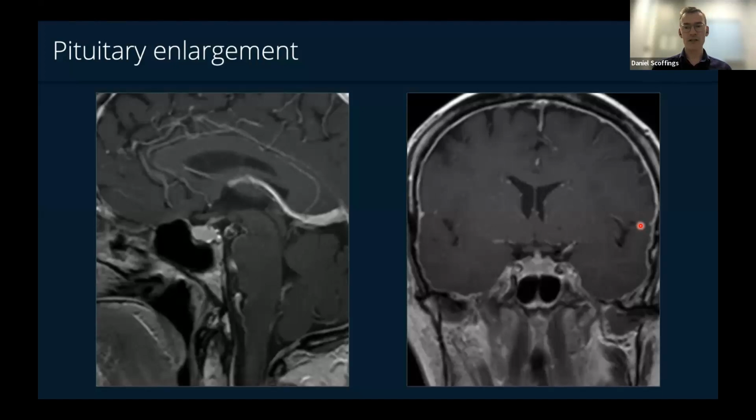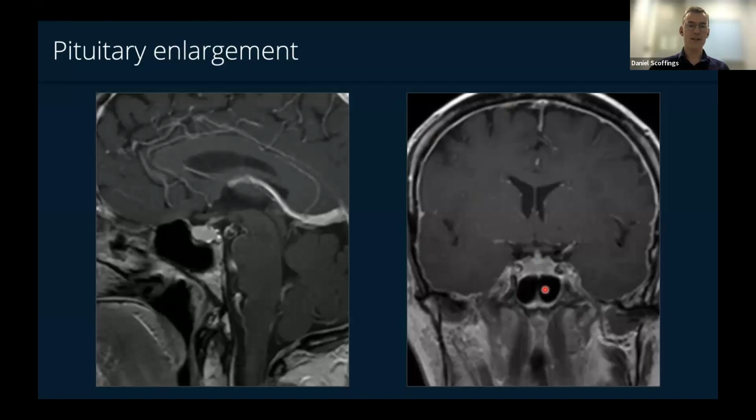This is a finding that's easier to recognize in men and older patients because they tend to have a smaller pituitary. In young women of childbearing age, in whom the pituitary is normally relatively prominent, it can be quite difficult to spot this. But again, the key to not mistaking pituitary enlargement from SIH for that from other causes is to look for the other findings. So in this case, this is the same patient, there's diffuse, smooth, dural thickening over the convexities.